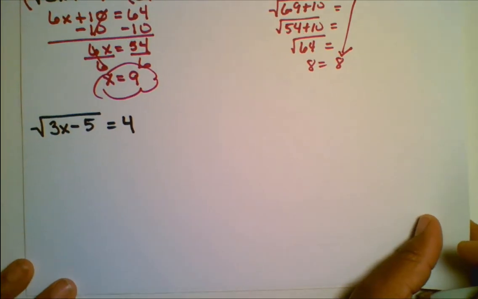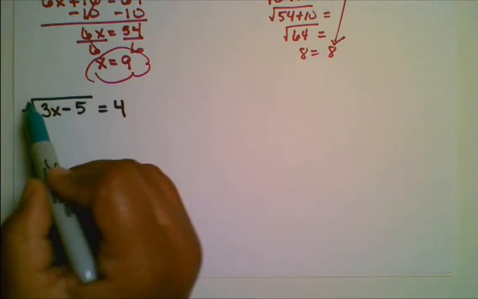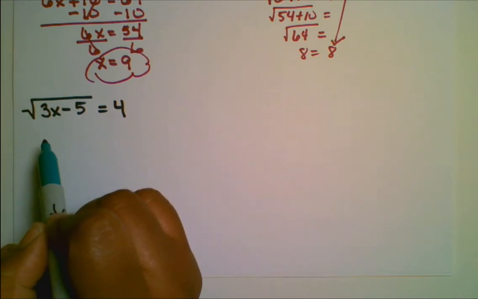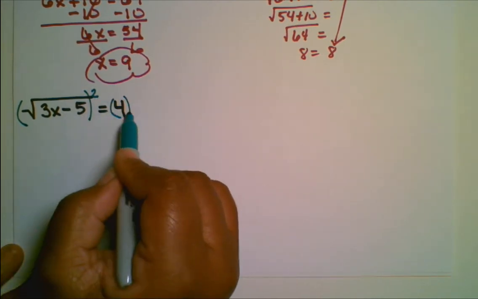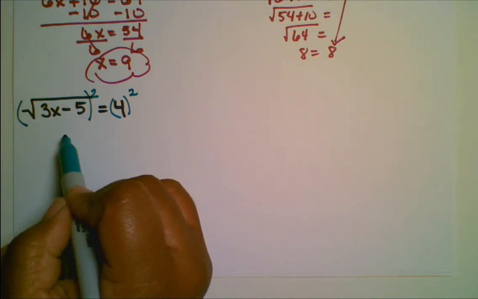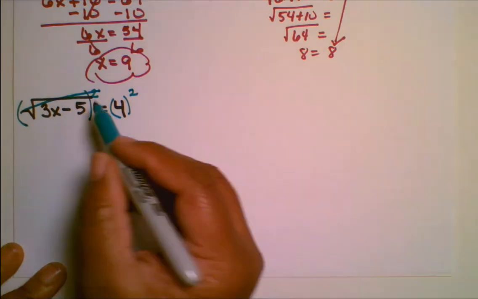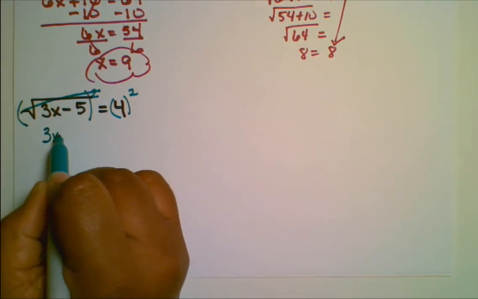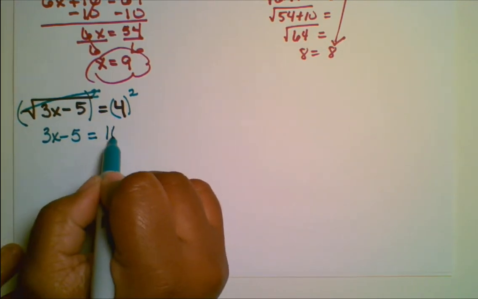The square root of 3x minus 5 is equal to 4. We want to make sure the square root is by itself on one side, and it is. And then we're going to raise both sides of the equation to the power of 2 because the index is 2 here. So on the left-hand side, the exponent of 2 and the square root cancel out, and we have 3x minus 5 is equal to 4 squared, which gives us 16.